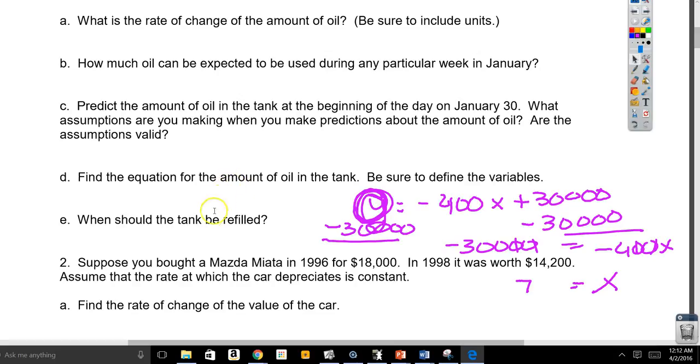This is 2.5 part 2. I ended the last video with this problem, and when you solve this you would get 75. So when should the tank be refilled? 75 days after January 1st.